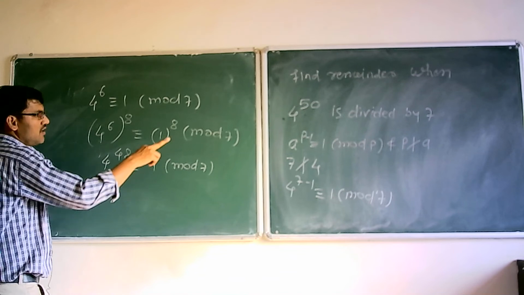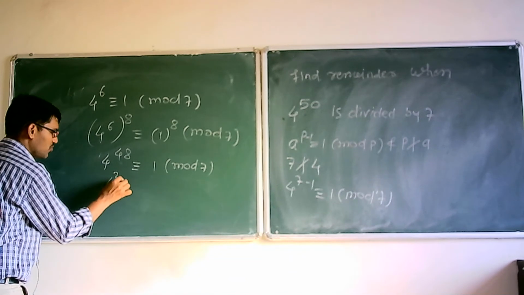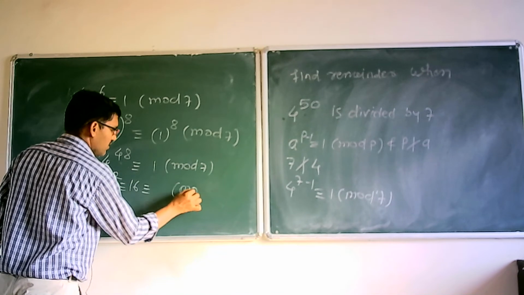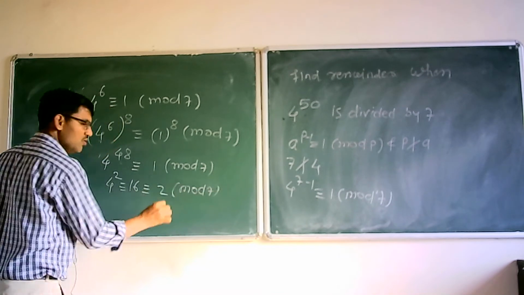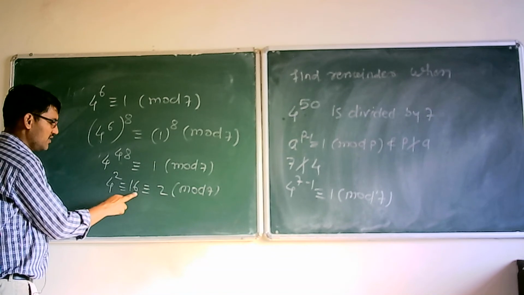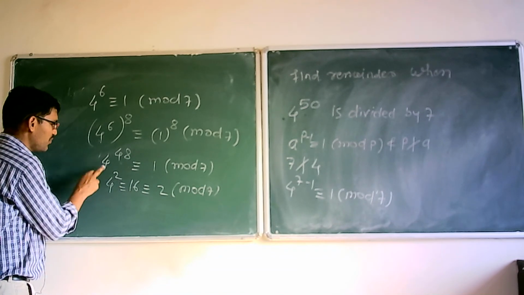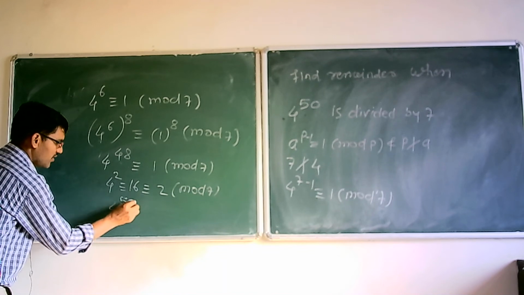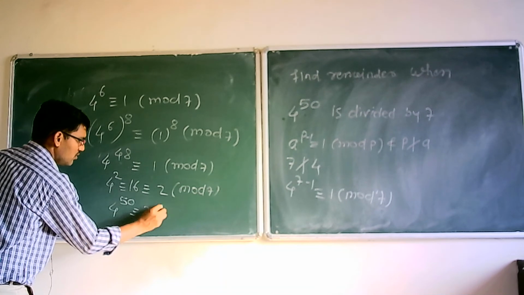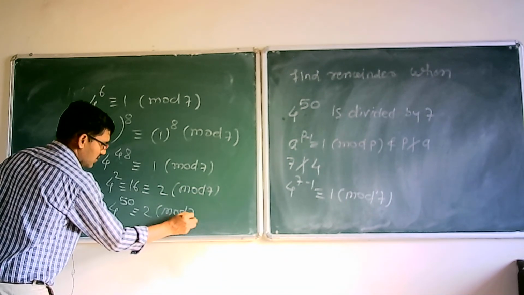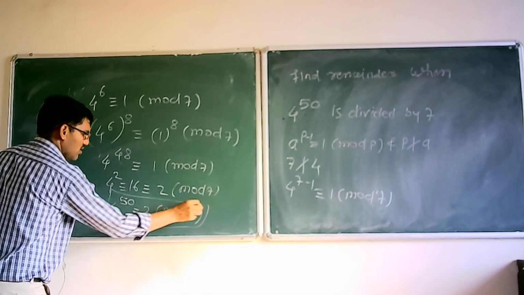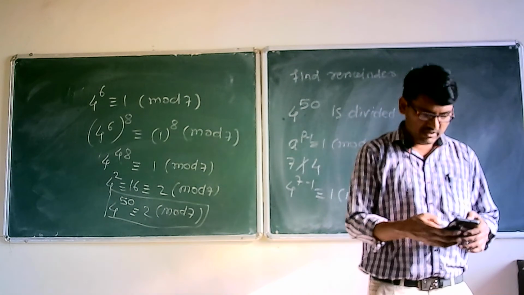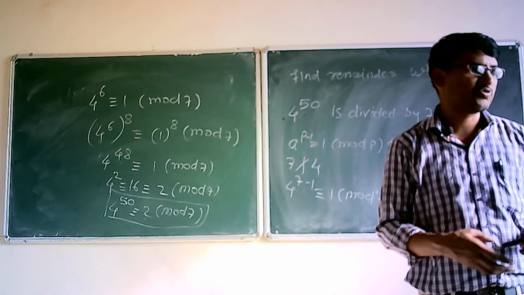So we want 4 raised to 50. Now 4 raised to 2 is what? 16. And 16 is congruent to what modulo 7? 2. If you divide 16 by 7, it is congruent to 2 modulo 7. So if you multiply these two congruences, 48 plus 2, 50, congruent to 2 modulo 7. So what is the answer? The answer is 2. So I hope students you understood this multiple choice question. We are going to stop here for today.